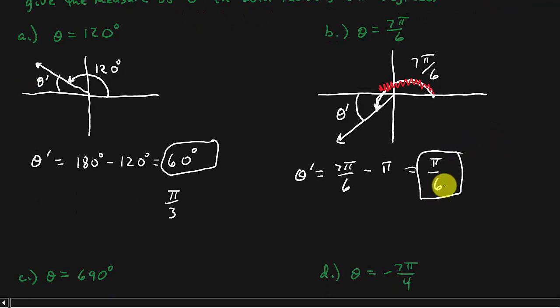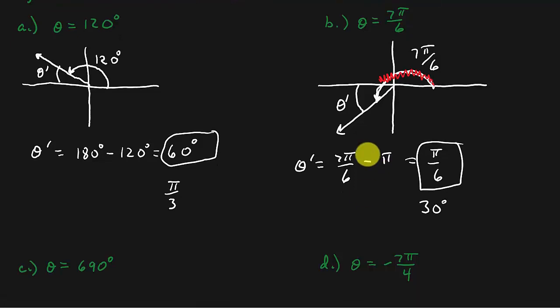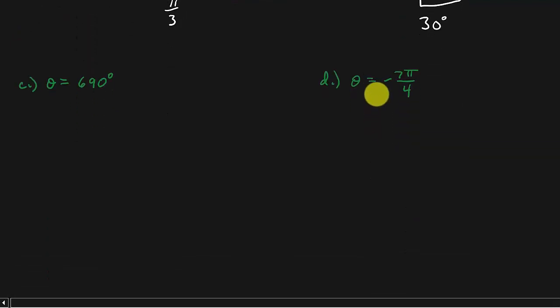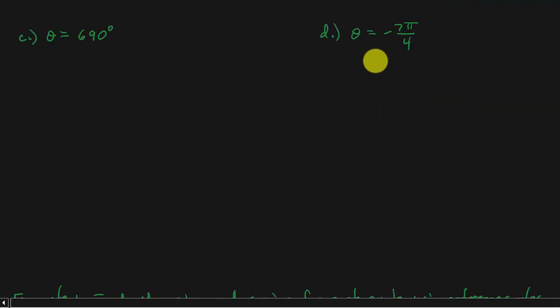Now, pi over 6, what is that in degrees? That's 30 degrees, right? All right. So once again, 7 pi over 6 minus pi. Once again, that's knowing how to add and subtract fractions. Okay, you're supposed to know how to do that when you're in trig. All right, so now we've got 690 degrees.